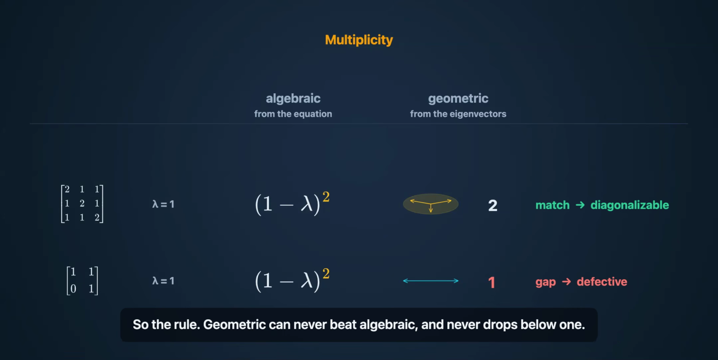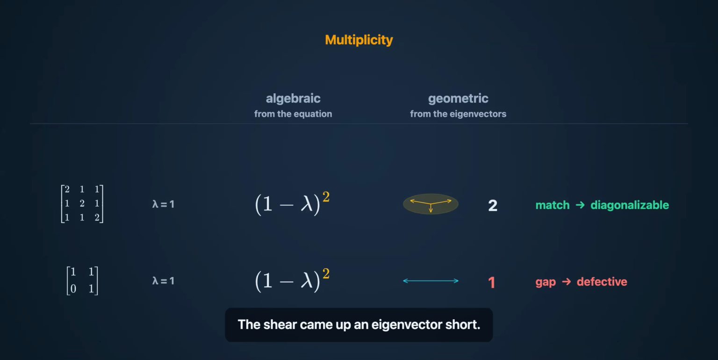So the rule: geometric can never beat algebraic and never drops below 1. Match it everywhere and the matrix diagonalizes. Any gap at all, and it is defective. Now the promise from earlier finally pays off. The rotation hid imaginary eigenvalues. The shear came up an eigenvector short.